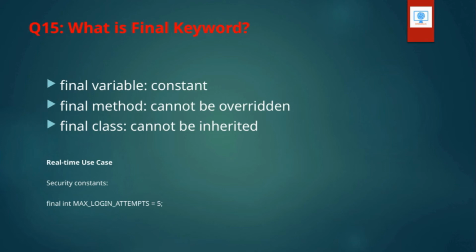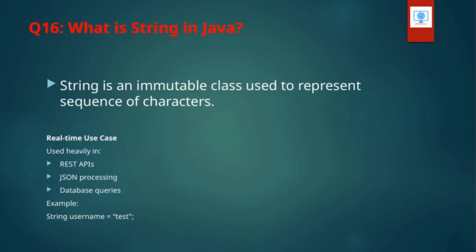In real-world applications, like security constants, using final helps ensure that important values, such as max login attempts, remain constant and reliable throughout the system. This way, we prevent accidental changes that could compromise security or stability. So, to summarize, the final keyword plays a crucial role in safeguarding our data and structure, ensuring our code remains predictable and secure.